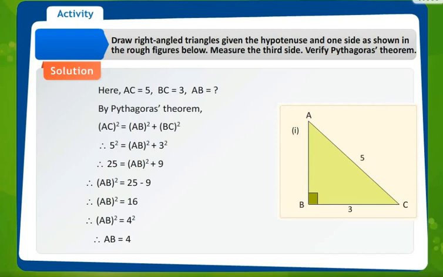Now how do we verify the Pythagoras theorem? If we take 4 square, which is equal to 16, 3 square is 9, 5 square is 25. Now 9 plus 16 is 25, that means the Pythagoras theorem is verified. So children, for the remaining two triangles, you will find the third side and verify the Pythagoras theorem. Do it in a project paper for the remaining two triangles.